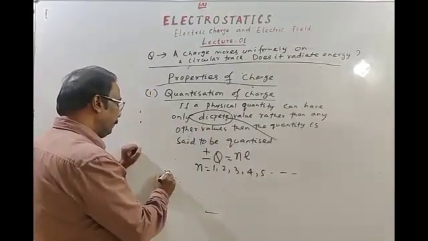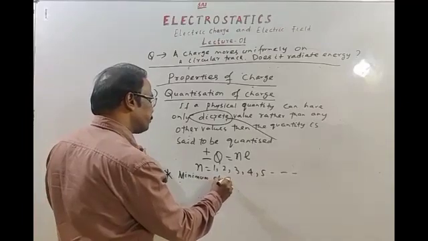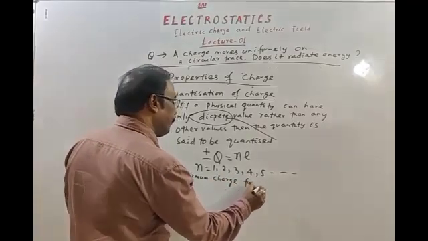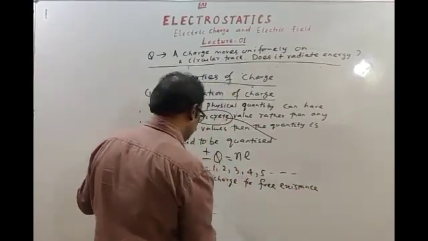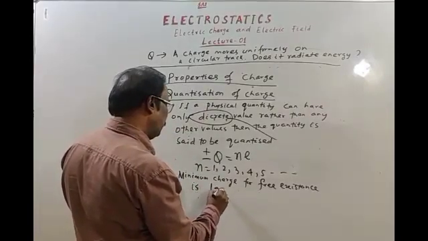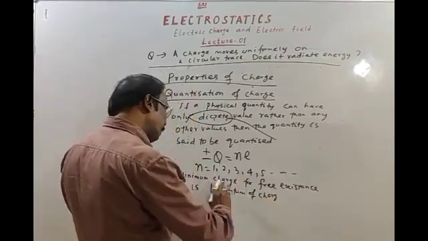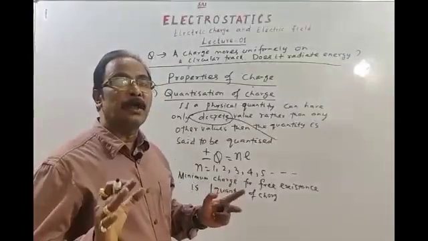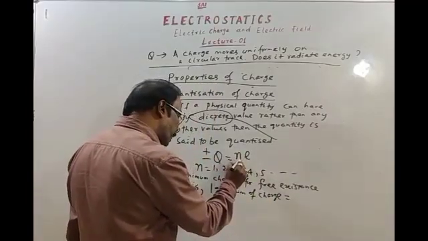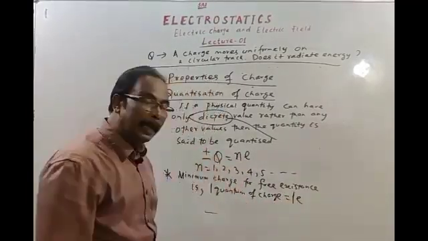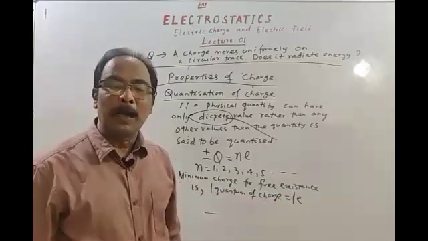So here I am writing: minimum charge for free existence is 1 quantum of charge. The minimum charge for free existence or for independent existence is 1 quantum of charge. That equals, if n is 1, the charge of 1 electron. Okay, so the minimum charge for free existence is called 1 quantum of charge.